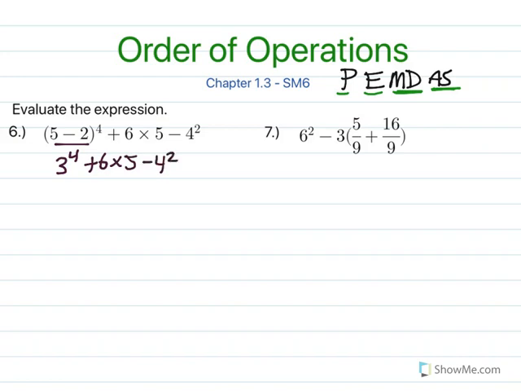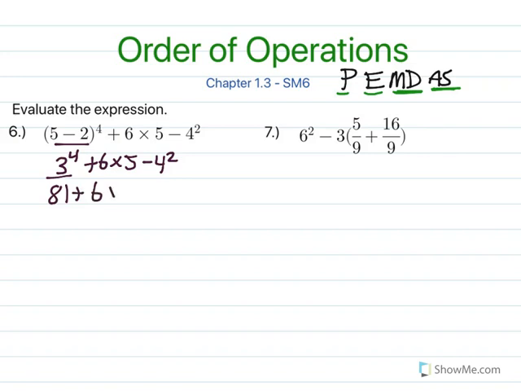Now I have to determine, do I have any other parentheses? I don't. So do I have any exponents? I do. I have 3 to the 4th power. That's 3 times 3, which is 9. Then 3 times 3, which is 9. 9 times 9 is 81. Or you could do 3 times 3 is 9, times 3 is 27, times 3 is 81. Regardless, you get 81.